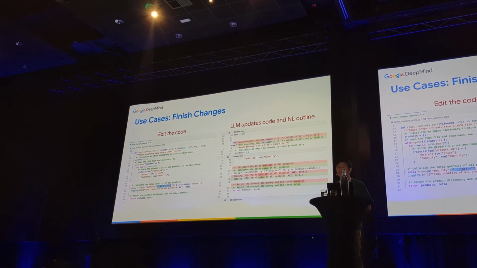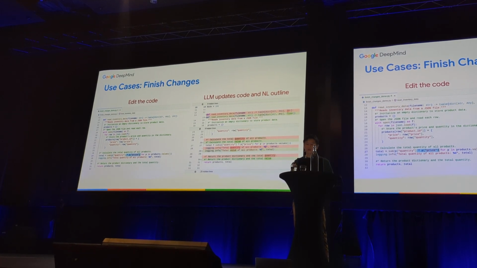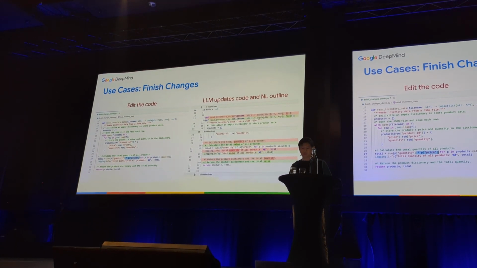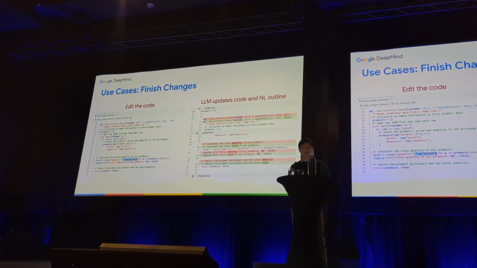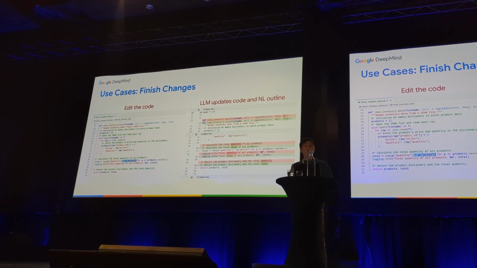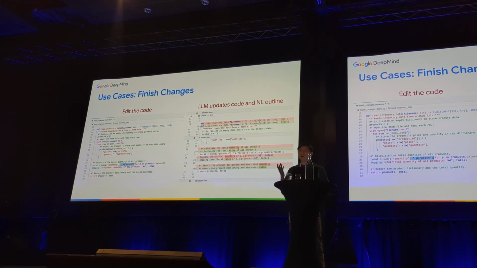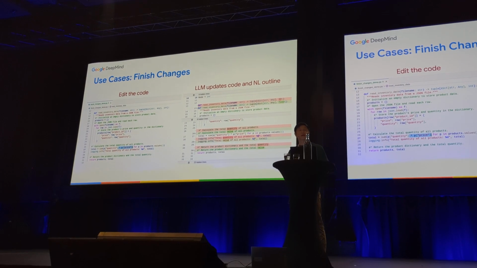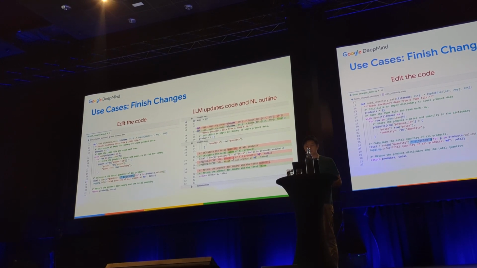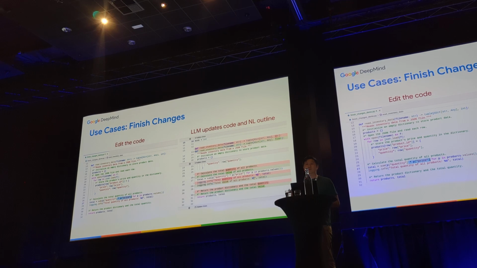For example, suppose we have the code on the left. It loads some inventory data from a file and computes the total quantity of products. But if we change the code by adding the highlighted text, now it's a total value of the inventory. And with just that highlighted change, Gemini 1.5 Flash understands the intent and updates the rest of the code and the NL outline accordingly. So it replaces quantity with value, and it updates its type from int to float.